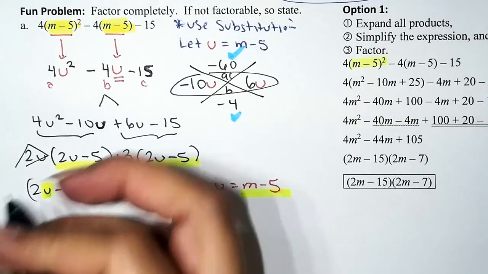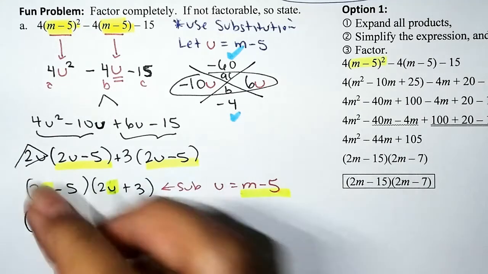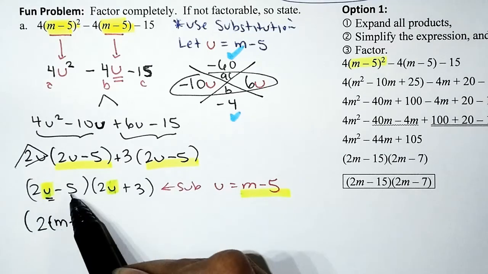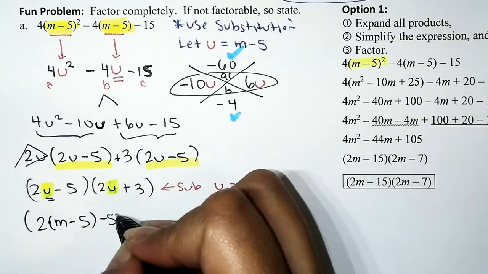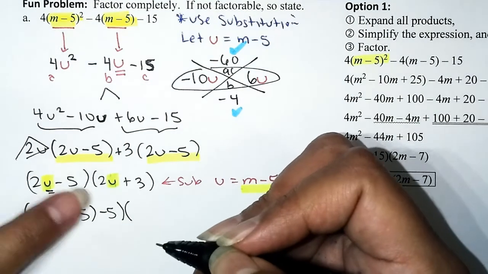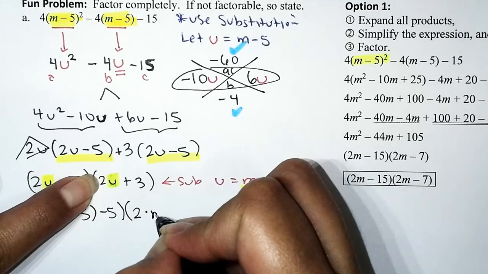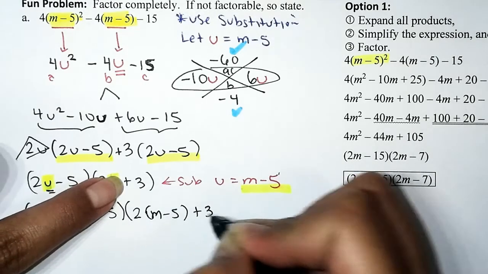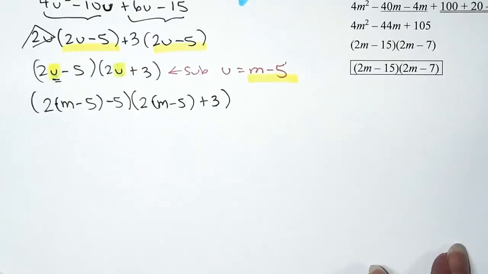So we have, let me put open parentheses, 2 times u, which is m minus 5, but we're going to have to wrap it up. Minus 5, close this grouping symbol, open grouping symbol. I need my other finger, my real finger. 2 times u, which is m minus 5, which we're going to have to wrap it up, plus 3, and close that grouping symbol. Remember to pause and rewind as many times as needed.